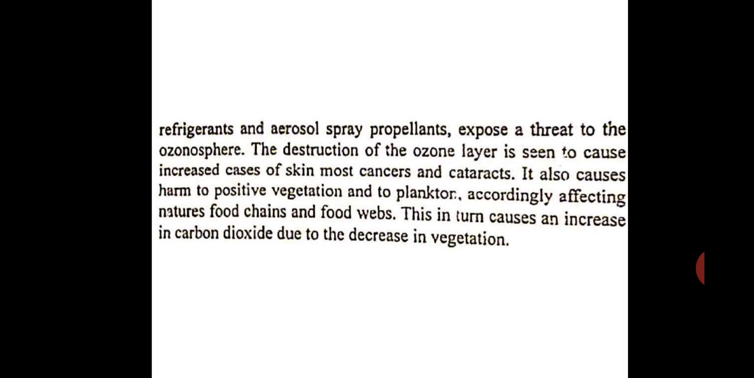If because of this destruction in the ozone layer, the ozonosphere, the UV lights are damaging the food chain and food web, then plants, which are the main producers and are taking in carbon dioxide and converting it into oxygen, are affected. Then definitely carbon dioxide recycling is reduced, and hence you will find more CO2 in the atmosphere due to the decreased vegetation.